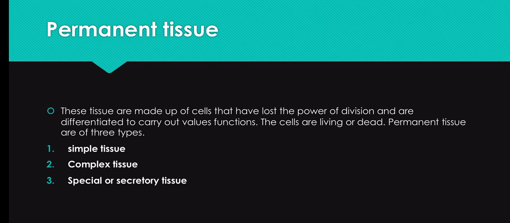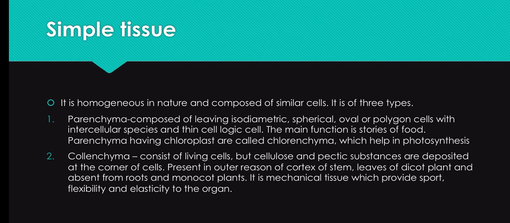The cells are living or dead. Permanent tissue are of three types, that is simple, complex, and special or secretory tissue. Firstly, we will discuss about the simple tissue. It is homogeneous in nature and composed of similar cells. It is of three types, that is parenchyma, collenchyma, and sclerenchyma.